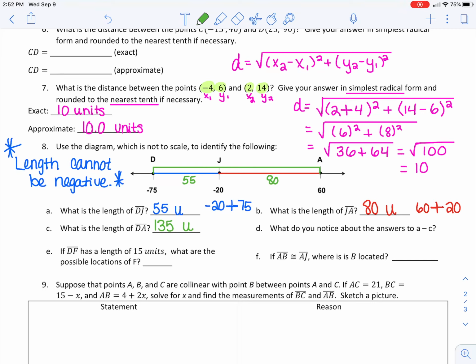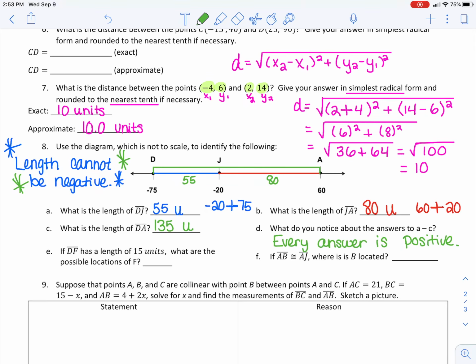It says, what do you notice about the answers from A to C? What it's basically asking you to tell them is that the length cannot be negative. So every answer is positive. Again, very, very important whenever you're talking about distance.